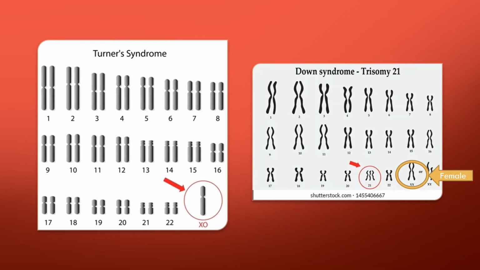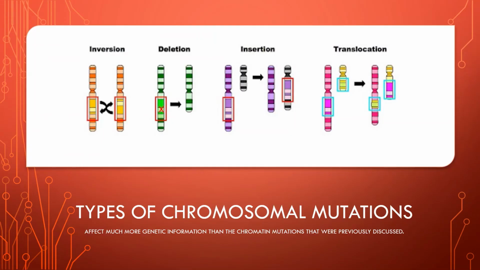Also I want to point out that before I showed what an XY pairing would be for a male, so there you can see an XX pairing of chromosomes for a female. Okay, the last thing is that besides nondisjunction, you can have several different kinds of chromosomal mutations.